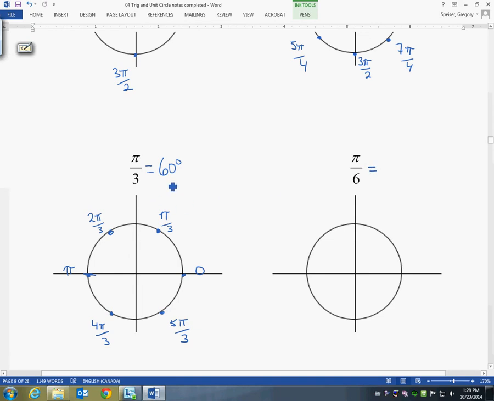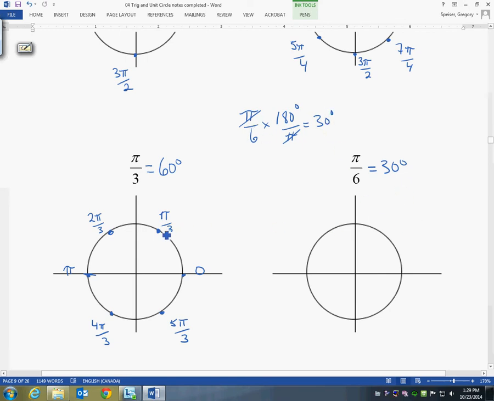If pi over 3 was 60 degrees, pi over 6 is equal to 30 degrees. And if at any point along the way you forget, what's pi over 6 in degrees? How do you convert radians into degrees? You multiply by 180 degrees over pi, right? So my pi's cancel out. 180 divided by 6 is 30 degrees. So pi over 6 is the same thing as 30 degrees.